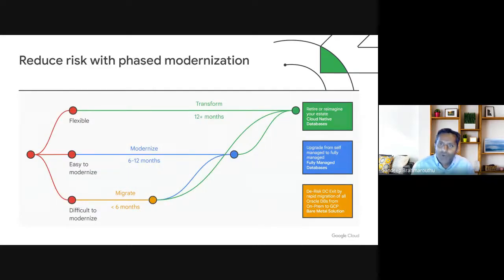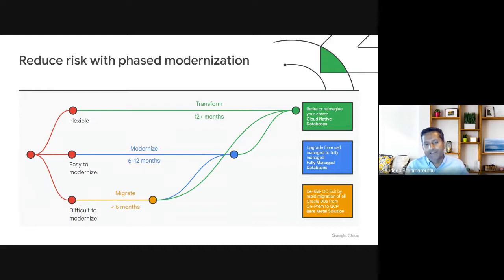As with most modernization projects, there are inherent risks associated with it. And we want to help reduce the risk associated with our customers' modernization journey. So as we look at these applications and associated workloads on-prem, there are multiple ways we can help our customers migrate and modernize those onto Google Cloud by reducing risk.